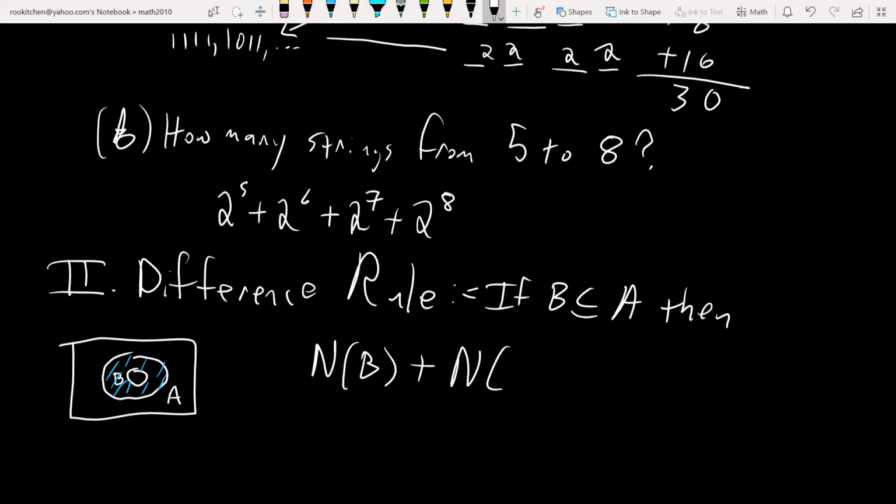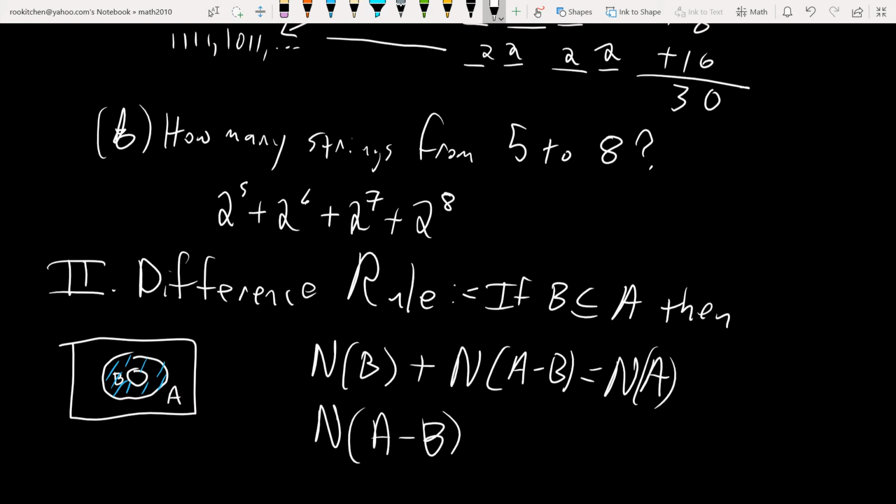plus the number of things in A minus B should equal all of A, right? So it equals the number of things in A. Okay. So this gives us a nice clever formula for figuring out the number of things in A minus B. Presuming that B is contained in A, that will just be the number of things in A minus the number of things in B. Okay, and we'll use this in some of the exercises.